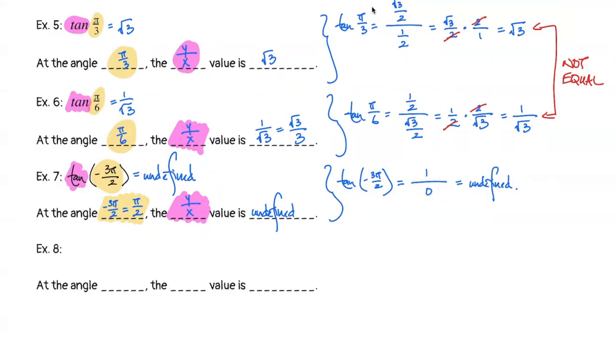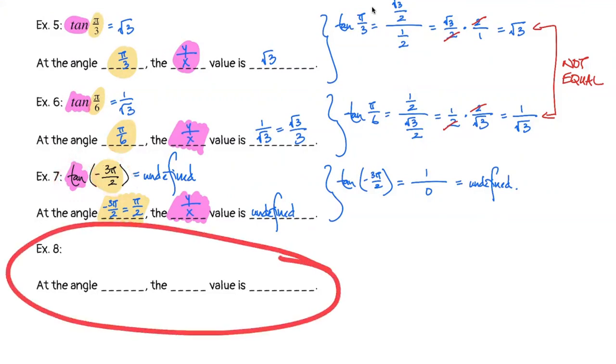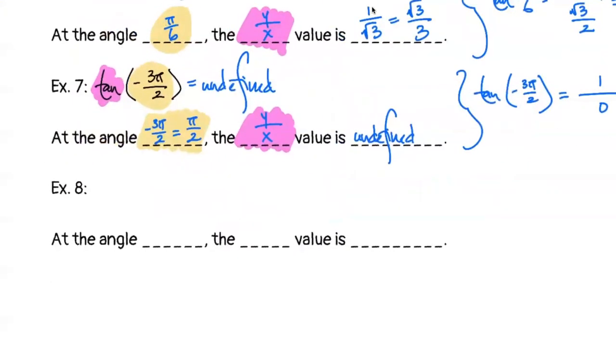Okay, so good choice of question here. We wanted to practice tangent. We wanted to practice a negative angle. Love that. We got one more example here. What do we want to practice?